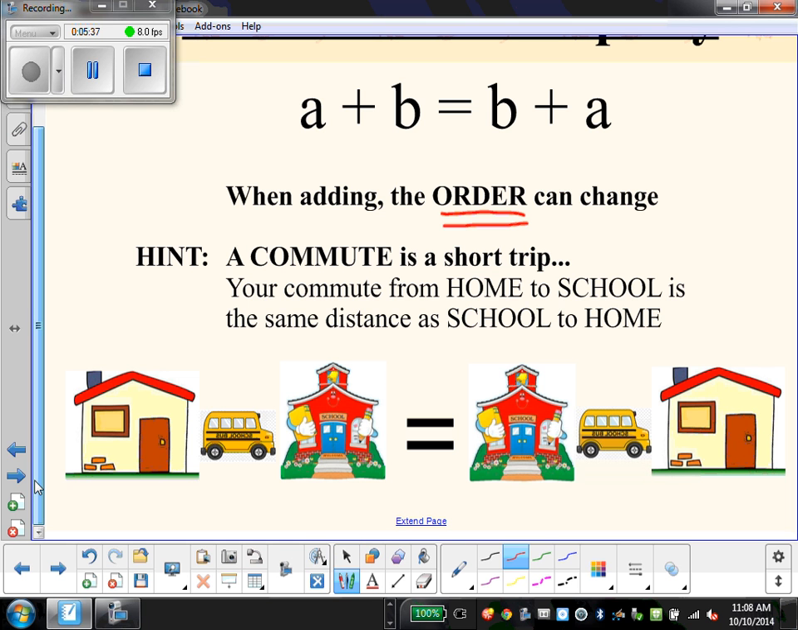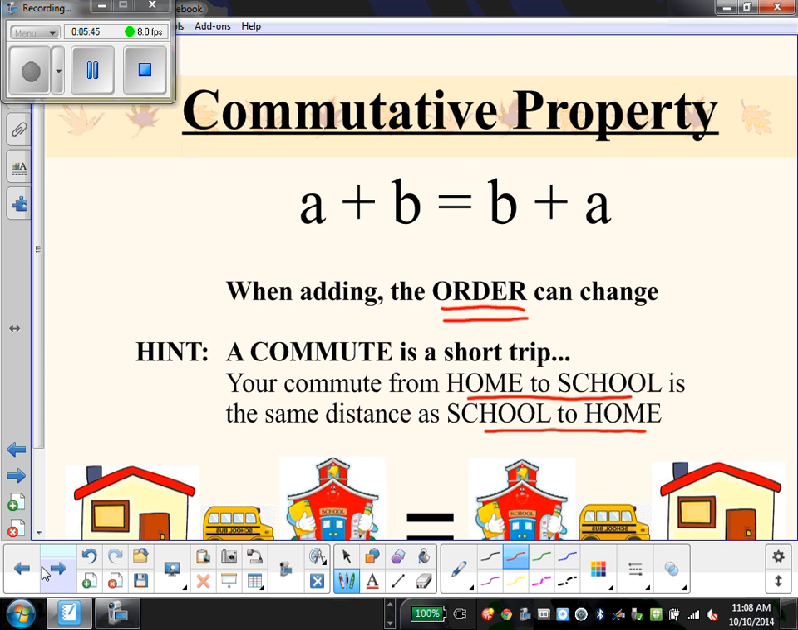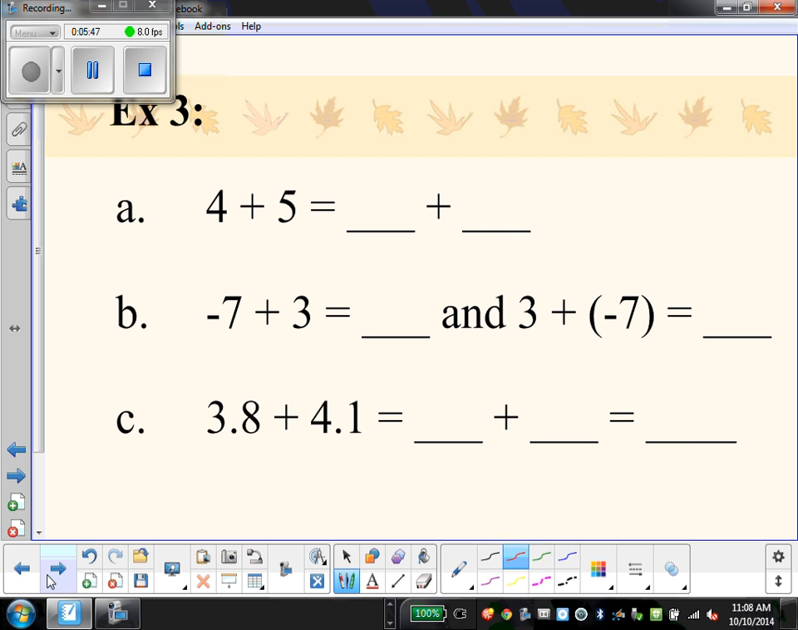We're changing the order around. Home to school, school to home. But they are equal to each other. So 4 plus 5 is the same as 5 plus 4 because they both equal 9.